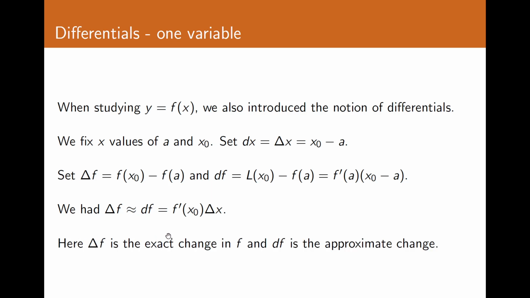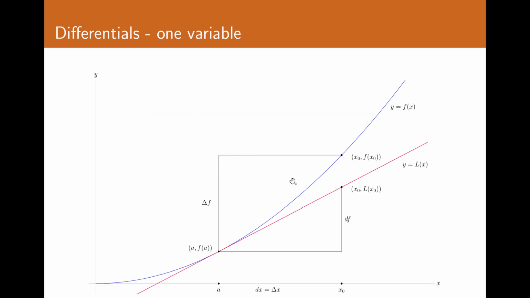Again, delta f is the exact change, df is the approximate change. Here's a picture of what's going on. I can evaluate f of a here, and since I can do that, I can also figure out the tangent line, y equals L of x. Over here is x0, which is what I want to evaluate. Up here is f of x0. So the height here, f of x0, minus the height here, f of a, is the length of this line here.